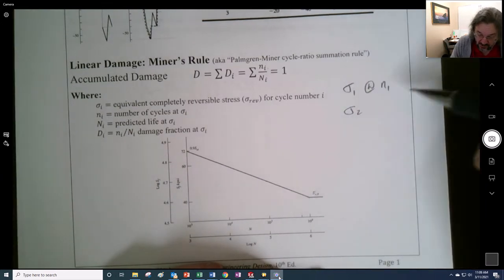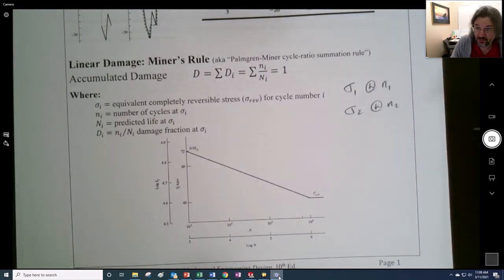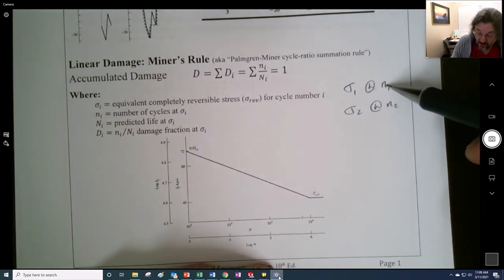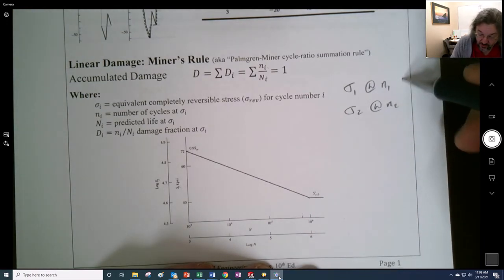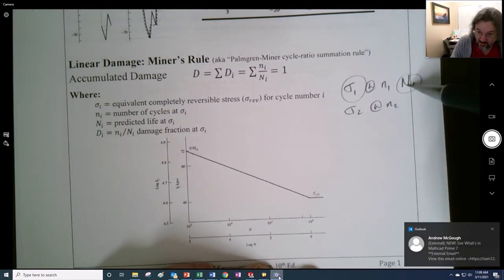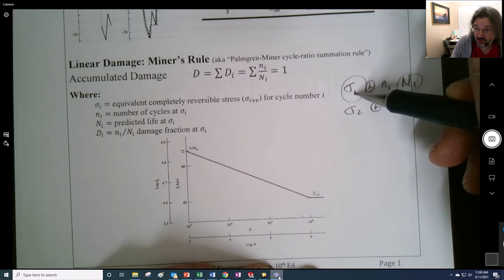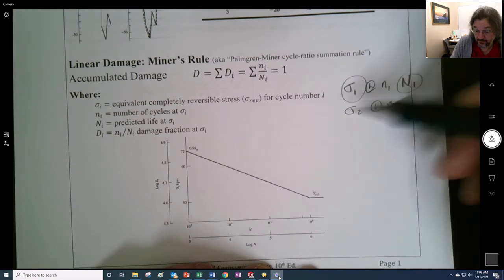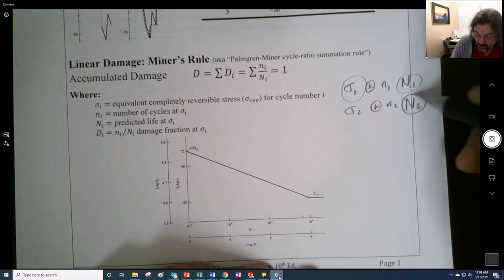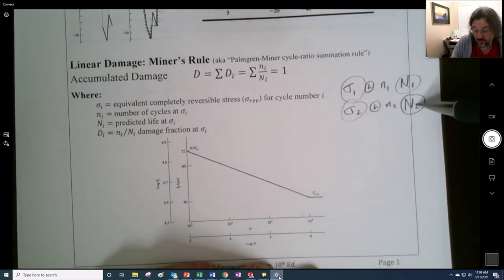Where we might have sigma 2 done for little n2 number of cycles. And you want to say, oh, well, maybe we know this and we want to find that. Well, what we do is we get capital N1, which is the amount of life that we could expect at this stress. So if we just always use this stress, we're predicting it will fail at this time. We also use capital N2, which is the life if we only used this stress, how long it's going to live.